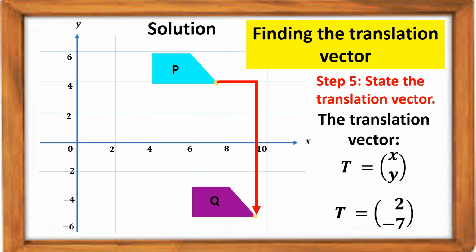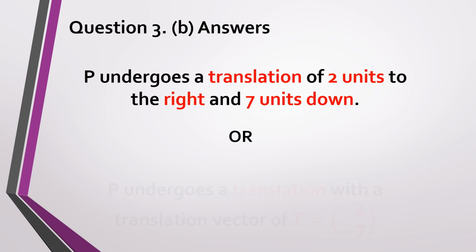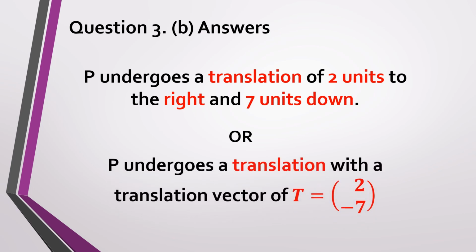2, minus 7. So stating translation and then completely describing that translation, you would have gotten 2 full marks. For those of you who did the translation vector, once you said that the transformation was a translation and you also stated the translation vector correctly, you would have gotten your 2 full marks.